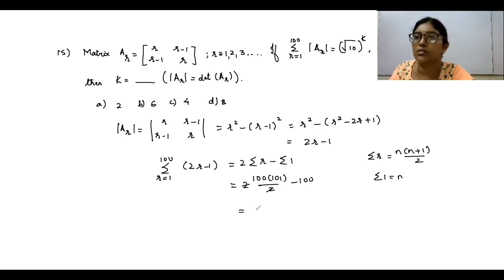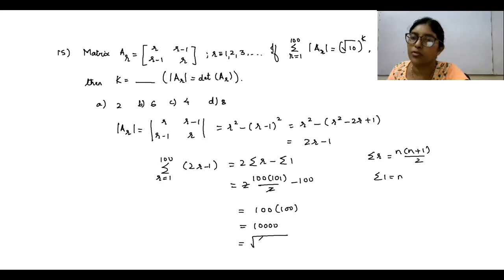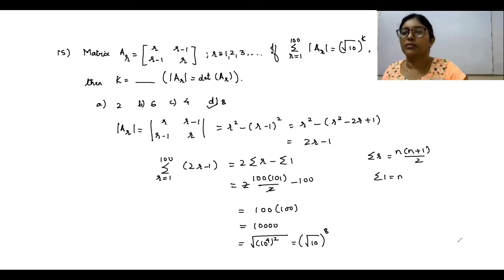So this is 100 into 101. Then take 100 common. So this is 1, 0, 0, 0, 0. And it is written root of this. That means we have to write this is already 10 raised to 4 and square. So that root and square will be cancelled out, which can be written as root 10 raised to 8. So value of k is 8.